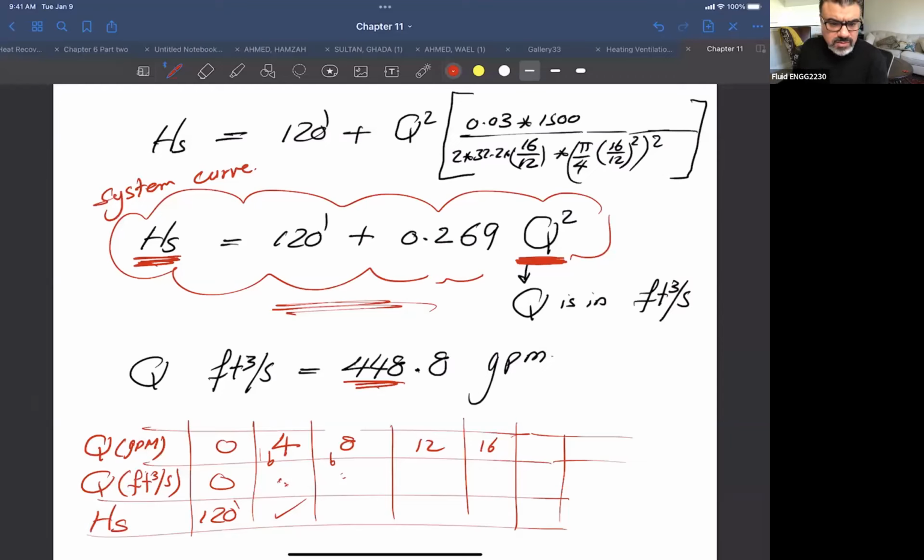Of course, this problem is straightforward. It gives you the exact chart and the exact system, you plot both together, and get the intersection point to find out your operating point and the efficiency of the pump.